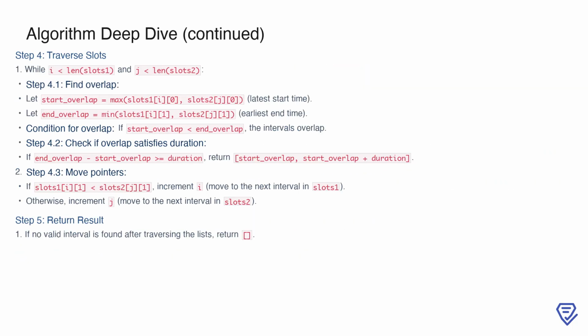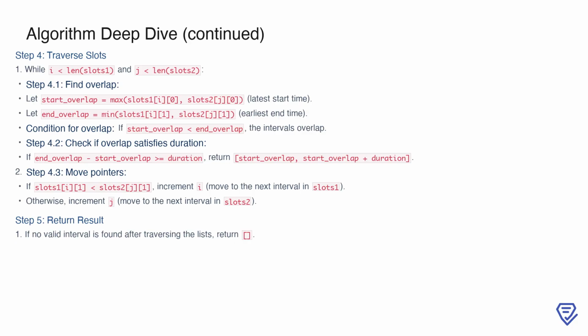Now, we begin traversing the time slots using the two pointers. While both pointers are within the bounds of their respective lists, we look for overlaps between the current intervals. The start of the overlap is determined by taking the maximum of the two start times, and the end of the overlap is the minimum of the two end times. If the start of the overlap is earlier than the end, it means the intervals overlap. At this point, we check if the overlap duration is sufficient for the meeting.